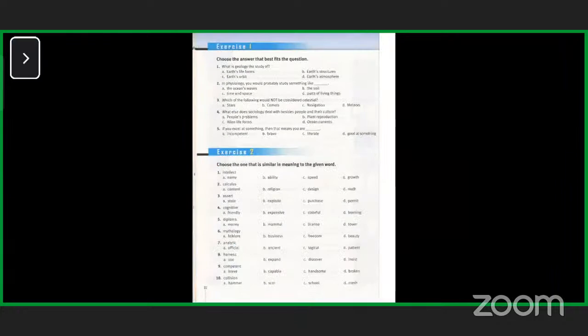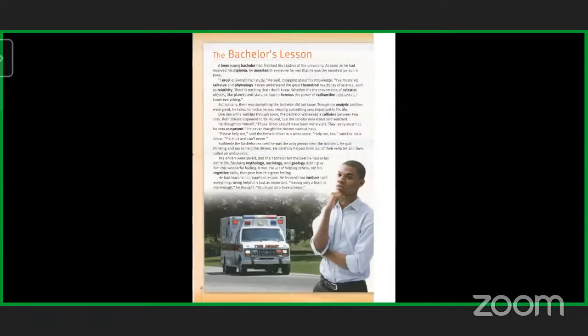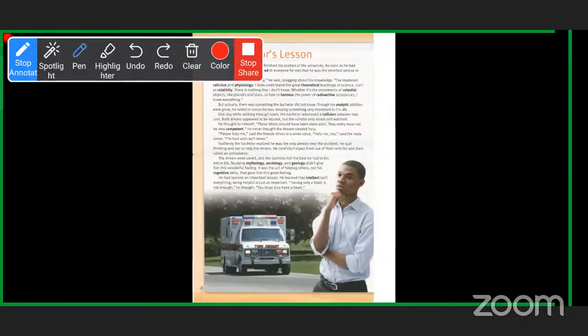We are not going to study these words again. You can take a screenshot of the same and work on these exercises, because we have already done those words. See which word fits more. Okay, now here's a bachelor's lesson. It's a story, a small story.